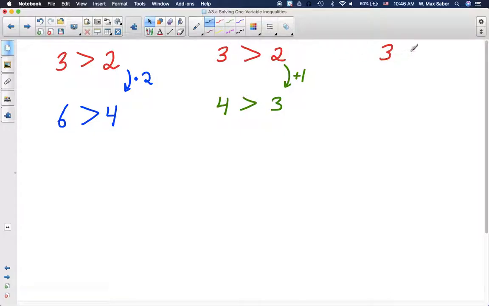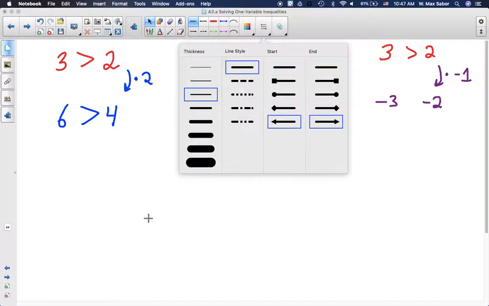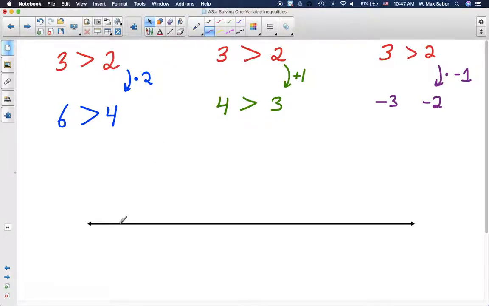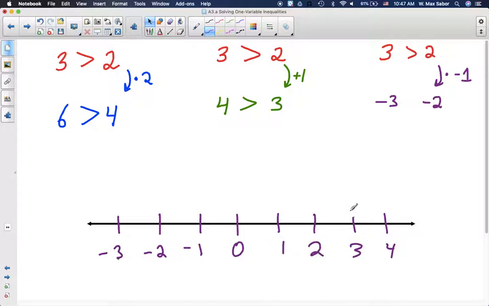What changes is when we have 3 is greater than 2, and now we choose to multiply by, say, negative 1. Now we get negative 3 and negative 2. But on our number line, if there's 0, here's negative 1, here's negative 2, here's negative 3, 1, 2, 3, 4. When I say 3 is greater than 2, it's saying that 3 is on the right of 2 on the number line.